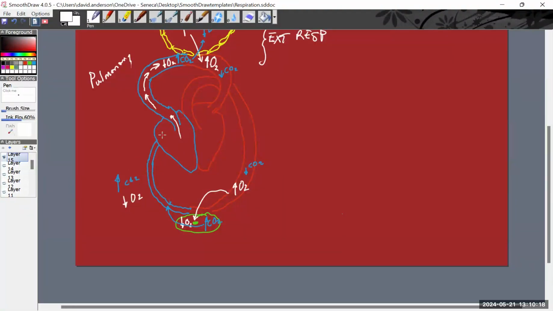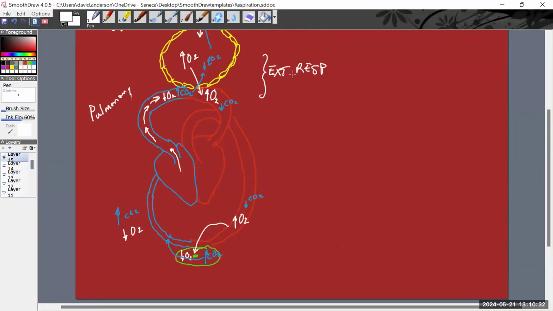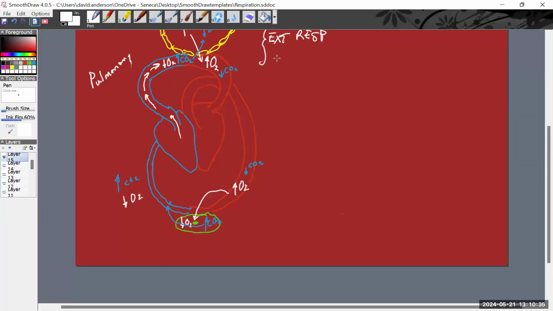And we bring it back to the right heart. And when we pump it to the lungs, look at what we have. Low O2, high CO2. We just connected everything. Where is it going to change? It's going to exchange at the external site or at the internal. Internal. Okay. Those are the two places exchange takes place. Makes sense. Yeah. Okay.